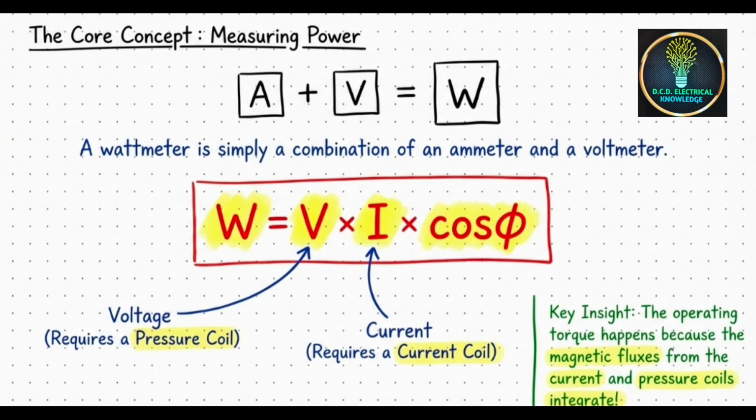The key insight: the operating torque happens because the magnetic fluxes from the current and pressure coils interact. Stay with me to know the goal of this lecture at last.